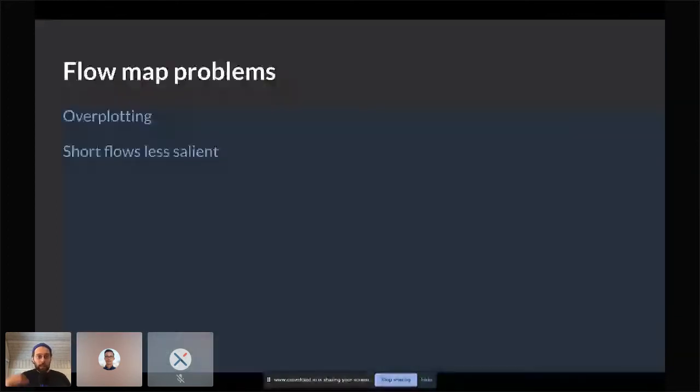So yes, as I mentioned, these are the two main flow map problems: overplotting and short flows not getting enough attention. And these two techniques are kind of solving it. It requires interaction, right? But still the datasets can be explored.